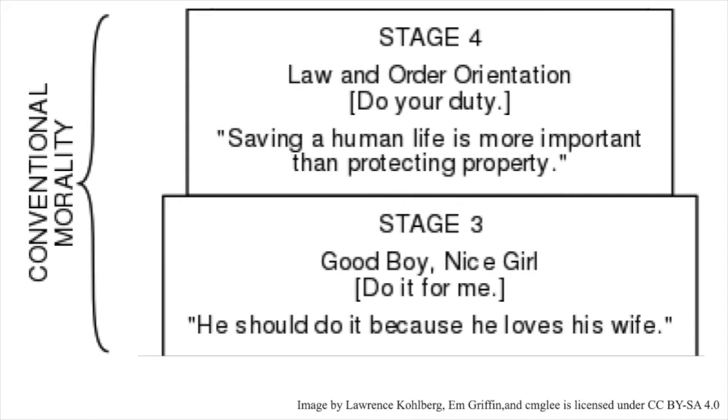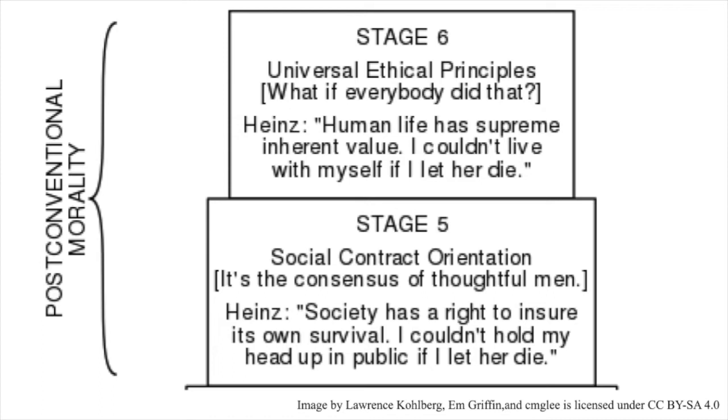Stage 4. Law and order orientation. Do your duty. Saving a human life is more important than protecting property. Stage 5. Social contract orientation. It's the consensus of thoughtful men. Society has a right to ensure its own survival. I couldn't hold my head up in public if I let her die. Stage 6. Universal ethical principles. What if everybody did that? Human life has supreme inherent value. I couldn't live with myself if I let her die.